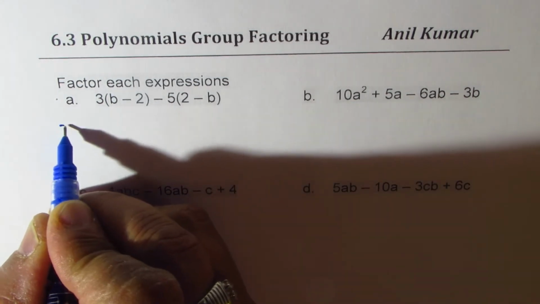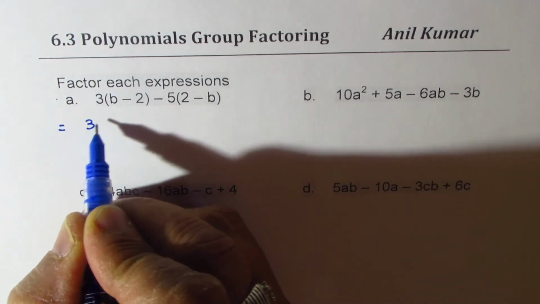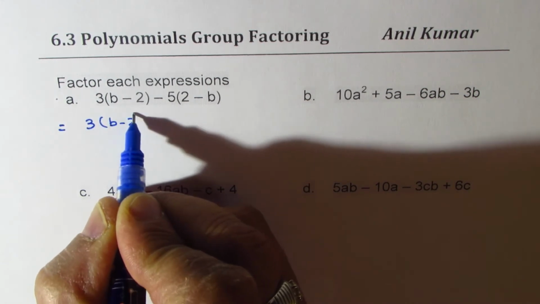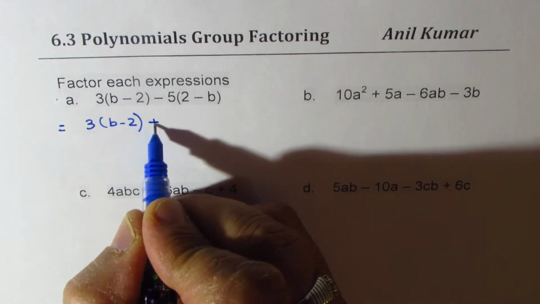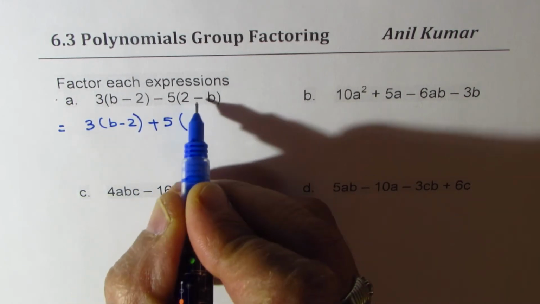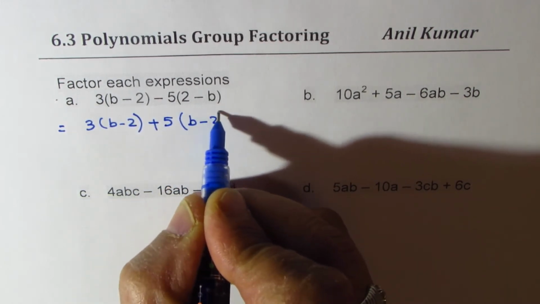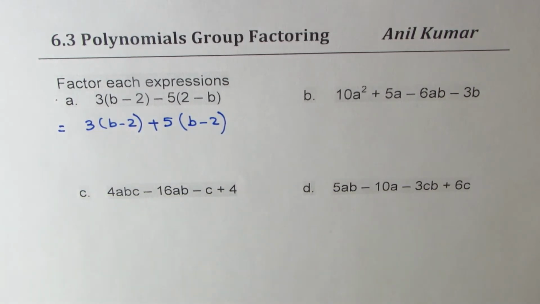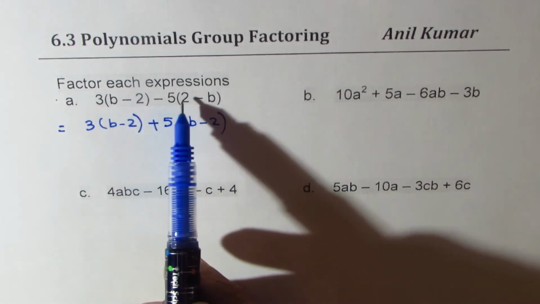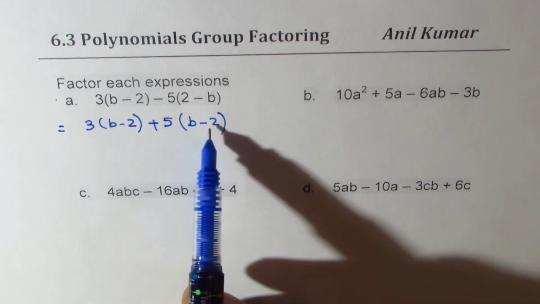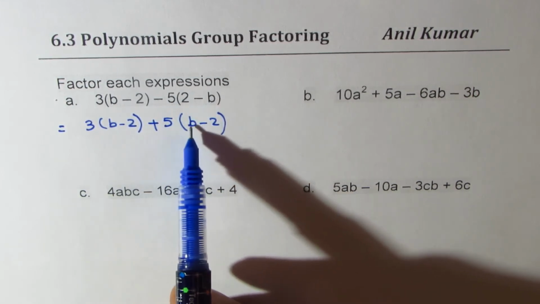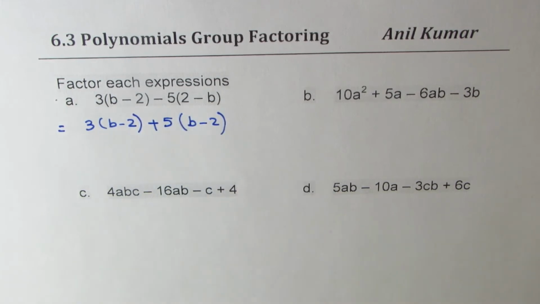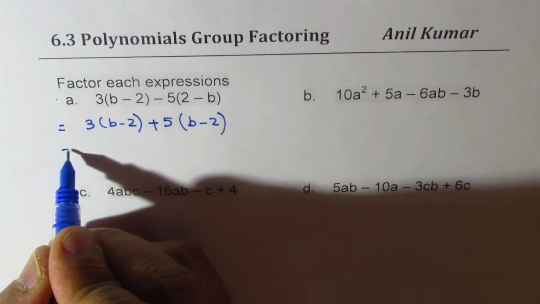Let's rewrite this. You will realize. So we have 3 times (b minus 2). And if I take this minus inside, making this positive 5, I get b minus 2 here also. Do you understand? Minus 5 times 2 is negative 10, which I get here. And minus 5 times minus b is positive 5b. So they are exactly the same. And now it is easy to factor.